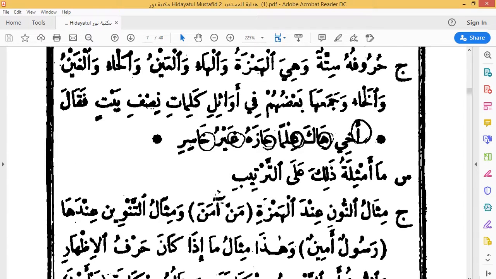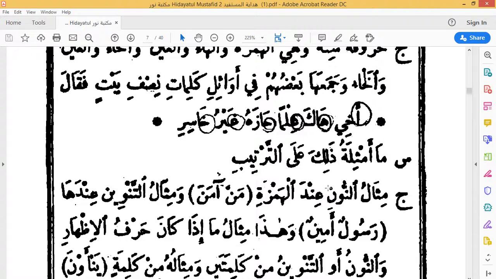Now let's move on to see the examples of this sequentially, because what we have is "Ma amsilatu dhalik ala tartib." The next question is asking for examples in sequential order. We might not be able to take all the examples, but inshallah we will cover as much as we can today, and continue next time, inshallah, if we are not able to finish the examples as contained in this book.